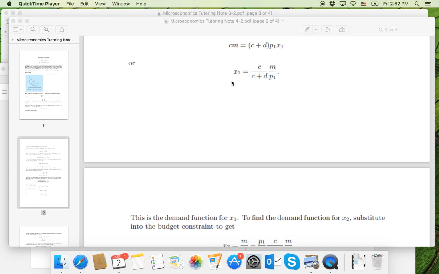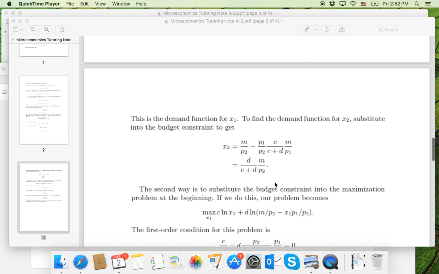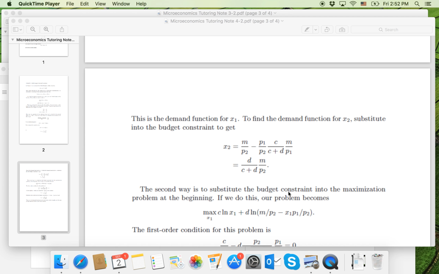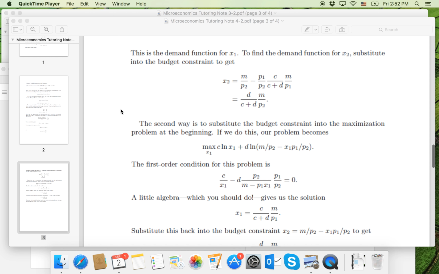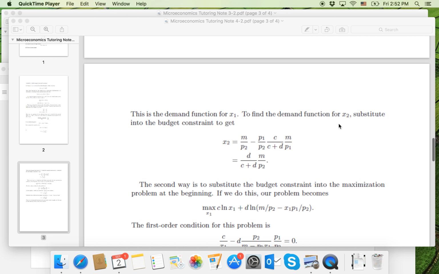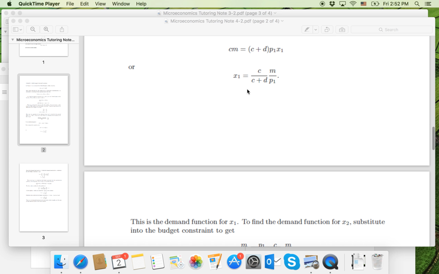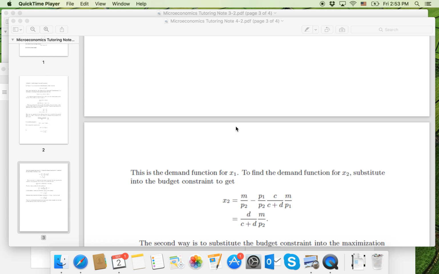So the optimal consumption of good one is given by this form. All of these letters here are constants, they're given, and x2 is given by this form. I will actually give you a second way to solve this maximization problem, but in hindsight, I think you should ignore that for now. Just focus on how we solve for the optimal consumption bundle in the Cobb-Douglas case.